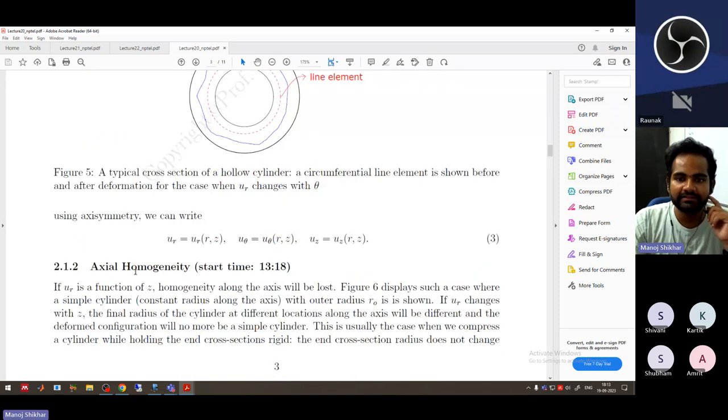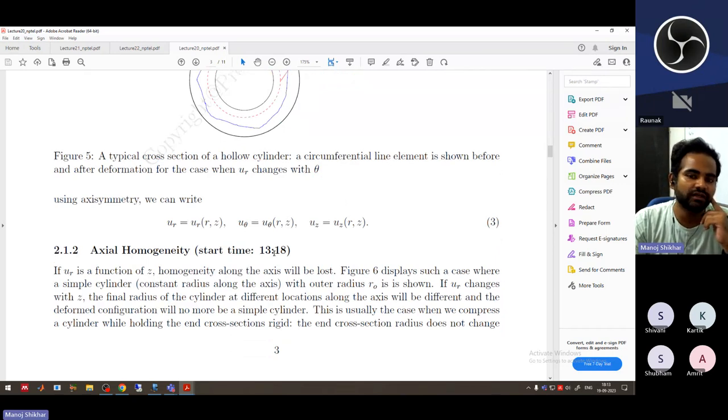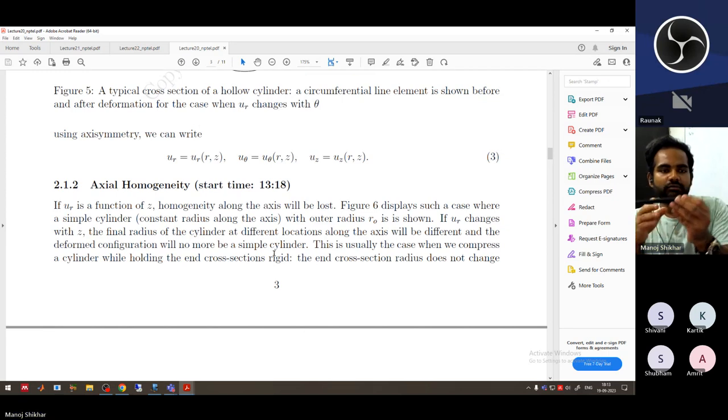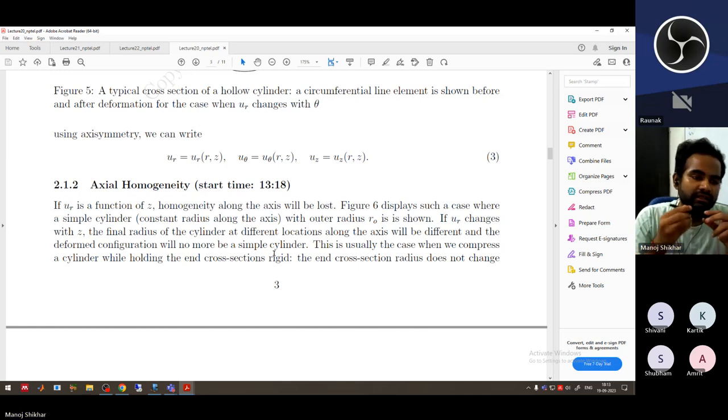So you can see the result was UR is a function of R and Z, U theta is a function of R and Z, and UZ is a function of R and Z. Axial homogeneity. So suppose this is a cylinder. We are assuming that any section we take in the Z direction, where this pen is pointing, will have similar UR. So this is called axial homogeneity.